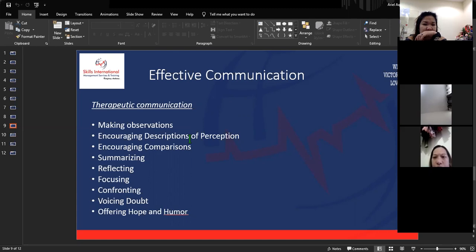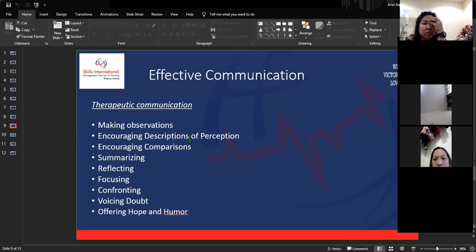Then encouraging description of perception. So we should encourage patients to, especially this one, this is very effective with psych patients. Kung yung mga merong hallucinations, so this is very effective for them. So you will just ask them, what do you hear, or what does it look like to you? So you will understand how they perceive the information.